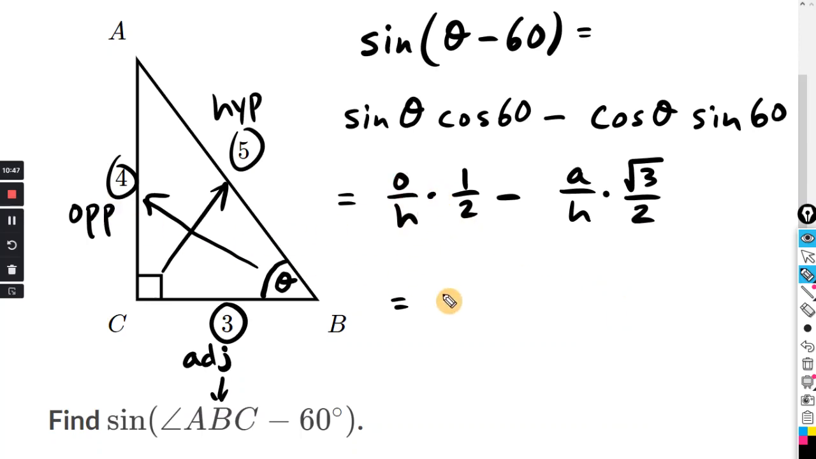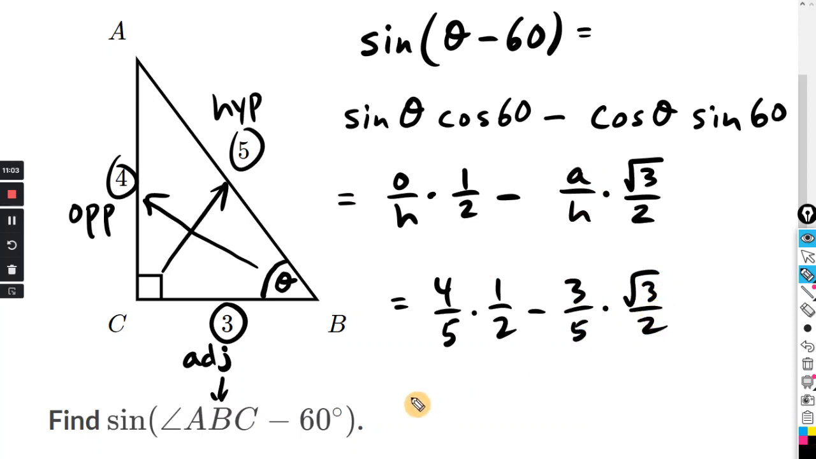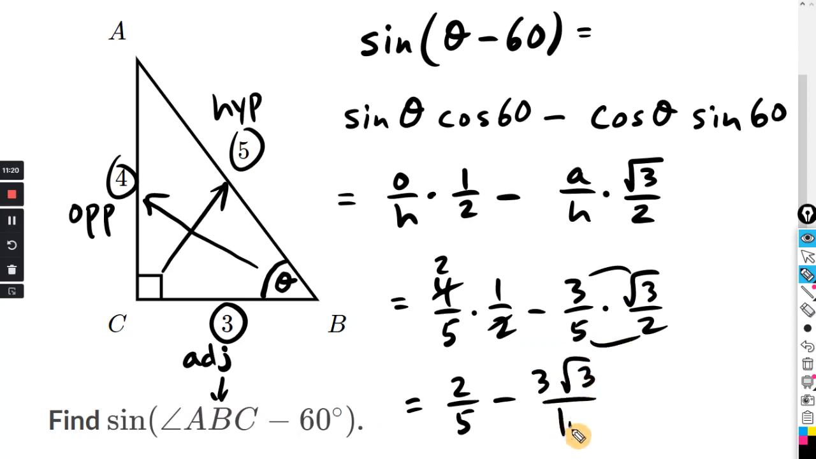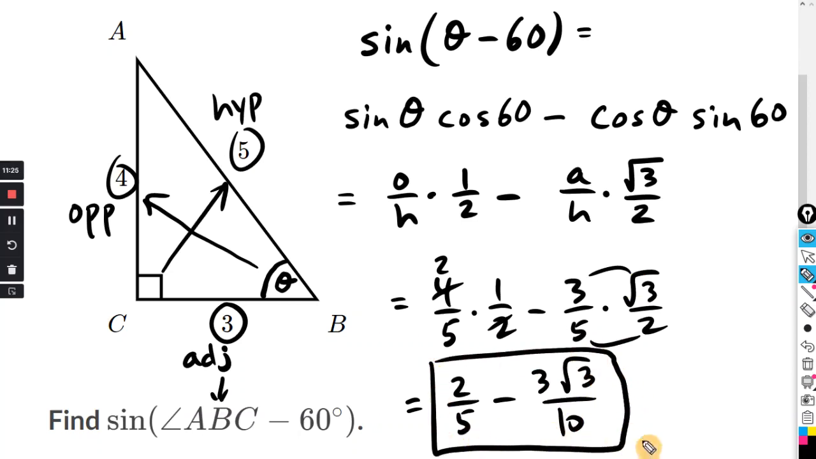Opposite is 4. Hypotenuse is 5 times 1/2. Adjacent is 3. Hypotenuse is 5 times radical 3 over 2. All right, canceling. 4 divided by 2 is 2, and we have 2/5. And over here we have 3 radical 3. And 5 times 2 is 10. We'll see what form the answer is in. It might have a common denominator. Let's check.